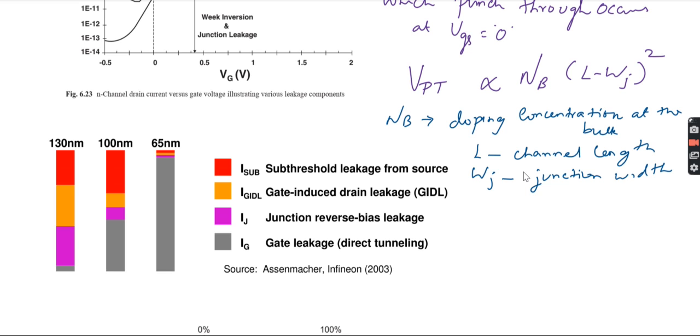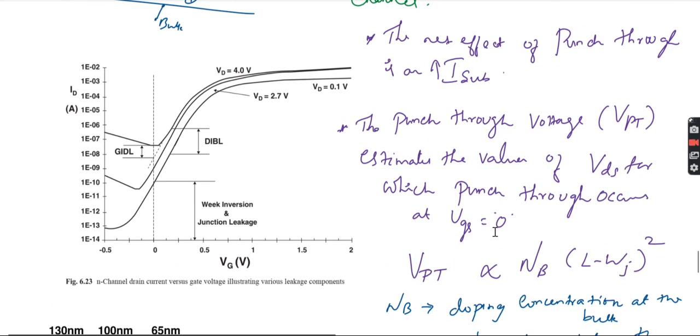So now let us summarize all the leakage power dissipations. When I click summarize, we can see the graph showing the N channel drain current versus the gate voltage. This is your gate voltage, this is your drain current, which illustrates the various leakage components. Here you can see the various components.